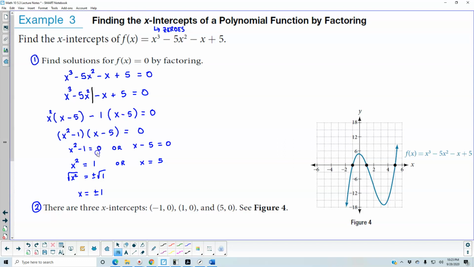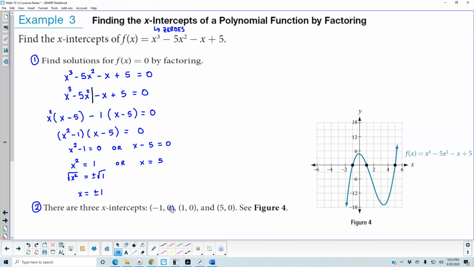And now we're going to use the zero product rule. We're going to set x squared minus 1 equal to 0, or x minus 5 is equal to 0. Over here, we're going to add 1 to both sides, take the square root of both sides, plus or minus the square root of 1. So we're going to get 2 solutions here where x is going to equal plus or minus 1. Over here, we're going to add 5 to both sides, so therefore x is going to equal 5. So there are 3 x-intercepts, or we can call them zeros.